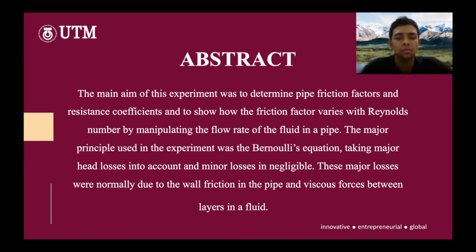So, let's talk about the abstract of this experiment. The main aim of this experiment was to determine the pipe friction factors and the resistance coefficient, to show how the friction factor varies with Reynolds number by manipulating the flow rate of the fluid in a pipe. The major principle used in this experiment is the Bernoulli equation, taking major head losses into account. In this experiment we neglect the minor losses. These major losses are normally due to the wall friction in the pipe and also the viscous forces between the layers in the fluid.